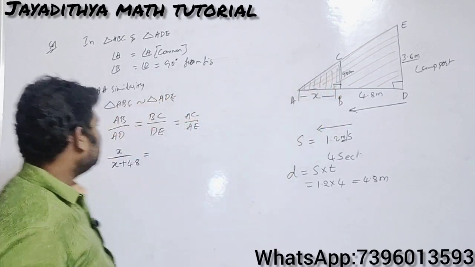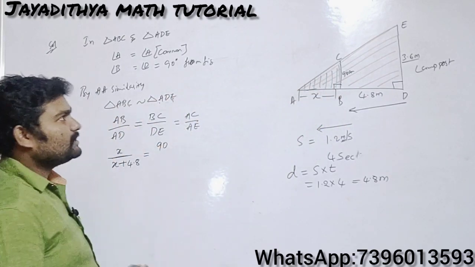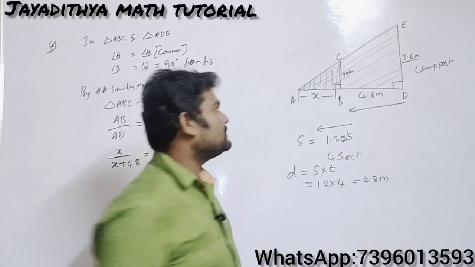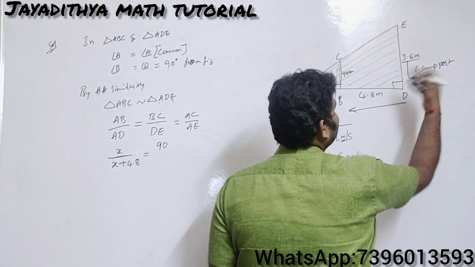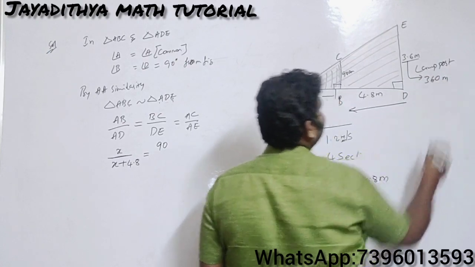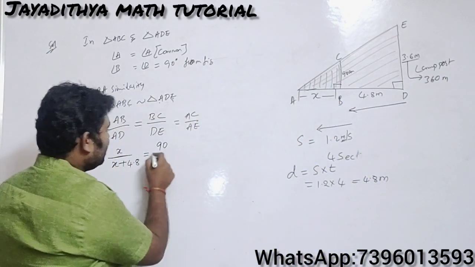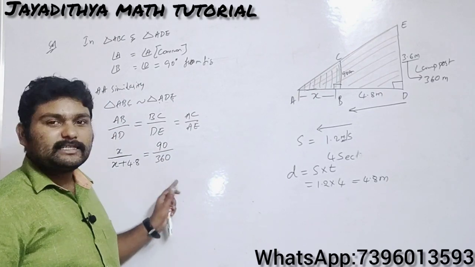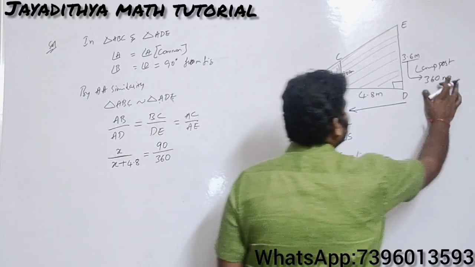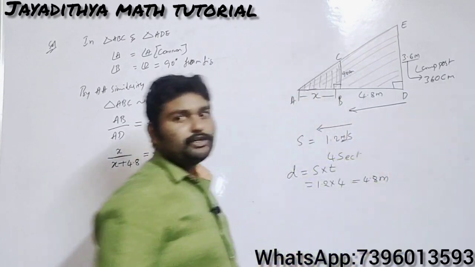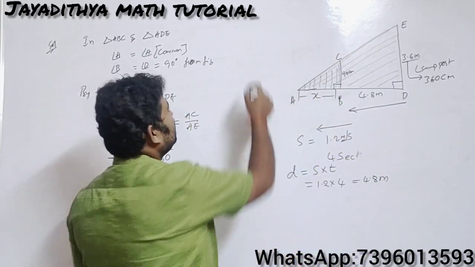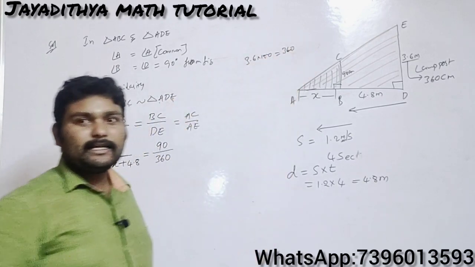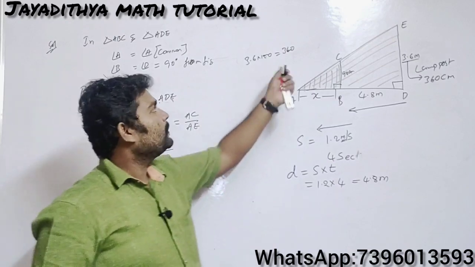What is BC here? BC is equal to 90 centimeters. And what is DE? DE is 3.6 meters. Here the units are changed, so you should convert meters into centimeters. So you can write DE is equal to how much? That is 360 centimeters. Why? Because 1 meter is equal to 100 centimeters. So you should multiply like this, 3.6 into 100, which is equal to 360. So you are converting meters into centimeters.